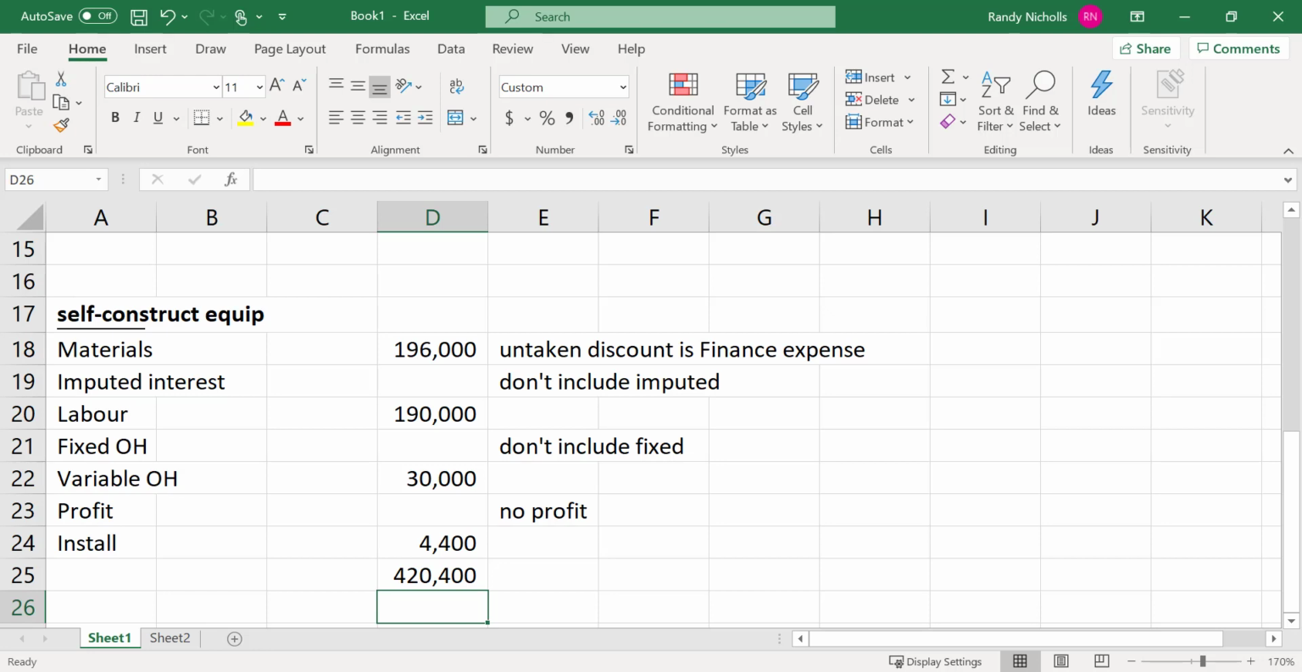Okay. So key things there, don't worry about imputed interest. Just know how to deal with actual interest and you'll get the amounts. Fixed overhead on something you manufacture yourself does not get included.